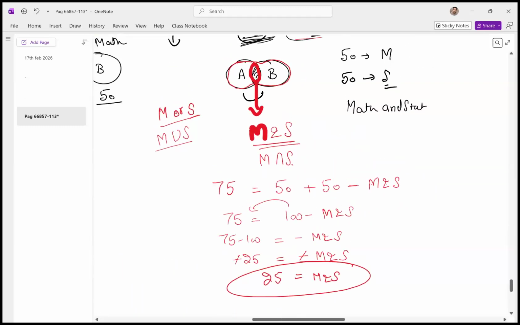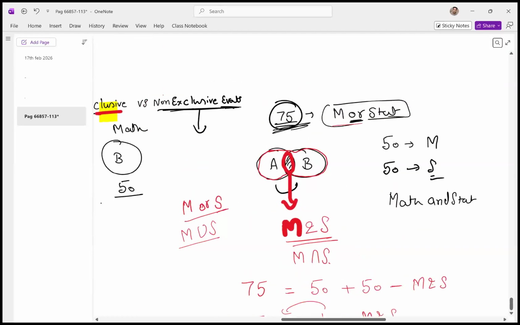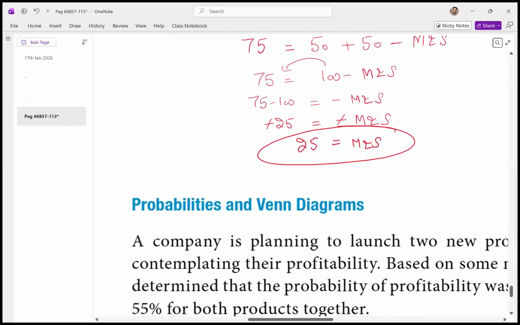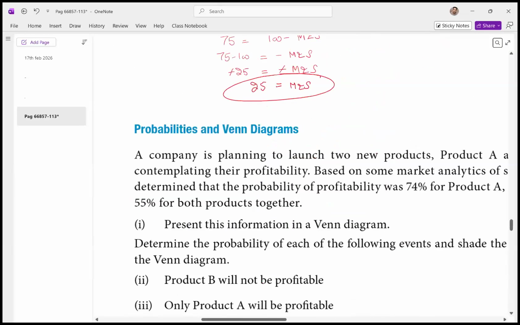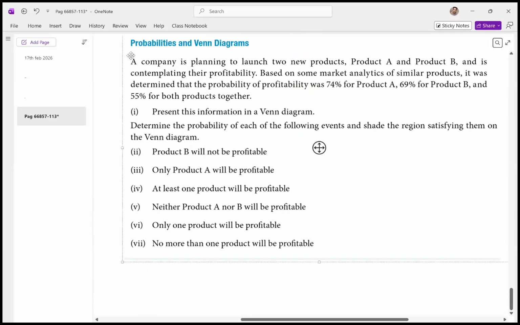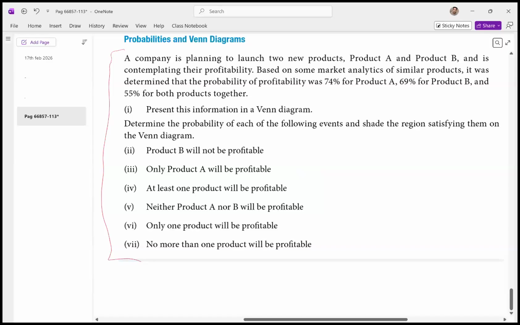So this kind of question is an example of non-exclusive events in which there is always some kind of overlap or sharing between the two events. Now we will try and understand this question with the help of Venn diagrams. So in this question we are given, let me just fix it. No, I couldn't fix it.